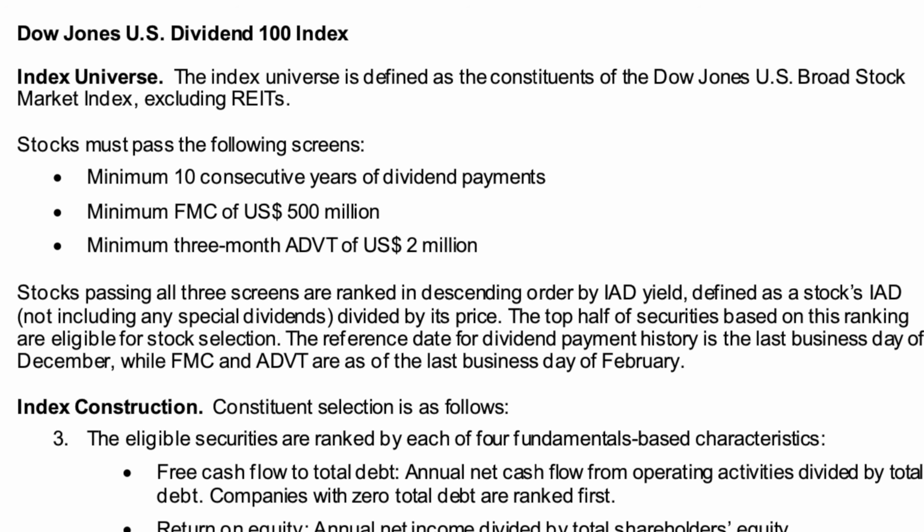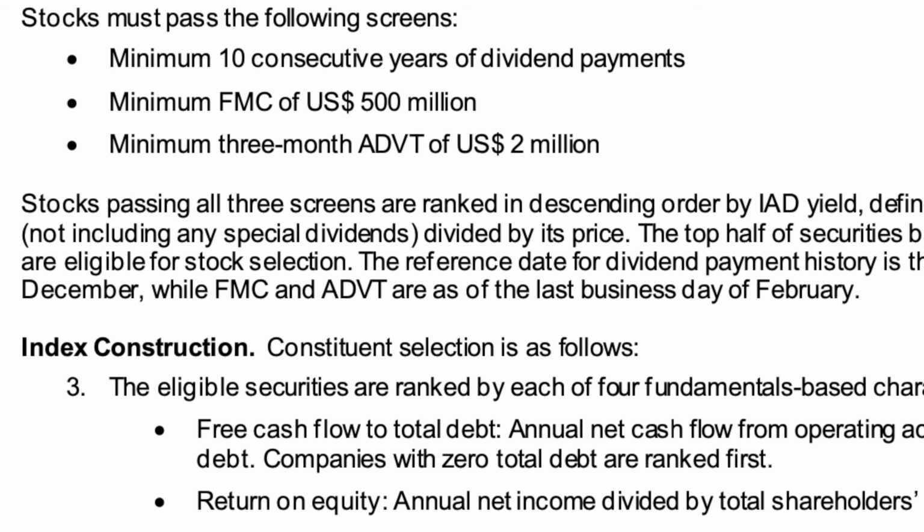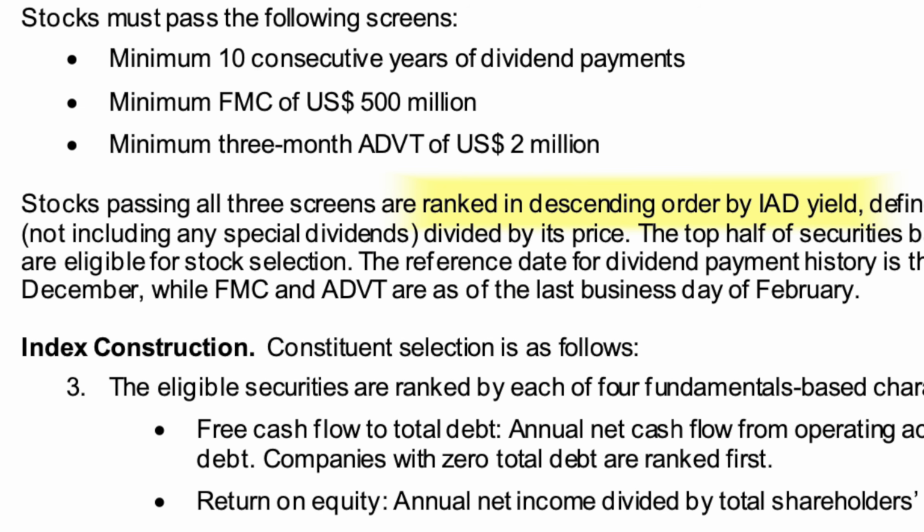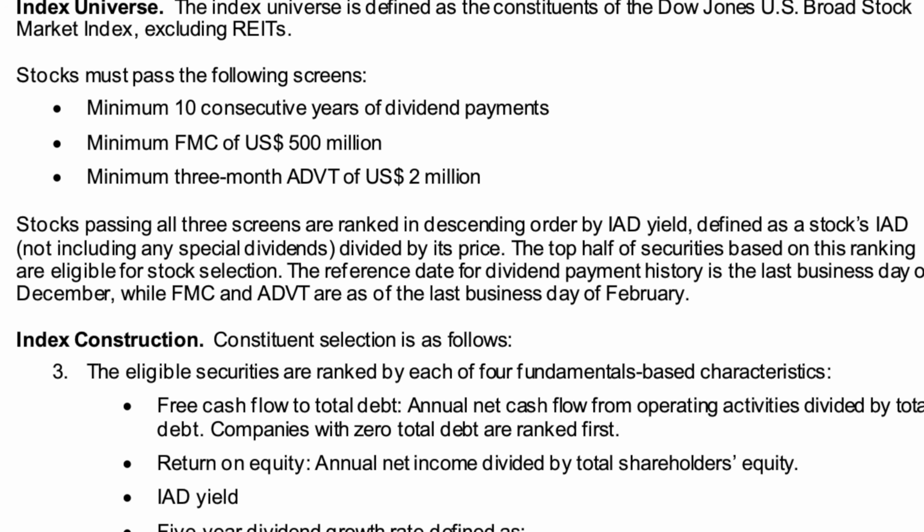So once they have that criteria list, they sort that list in descending order by dividend yield. Now, this is probably the most controversial part of their criteria, and we're going to talk about why here in a minute. But they basically do a sort from highest to lowest by dividend yield. And once they sort that list by dividend yield, the top half of the list is eligible to be put into the index.